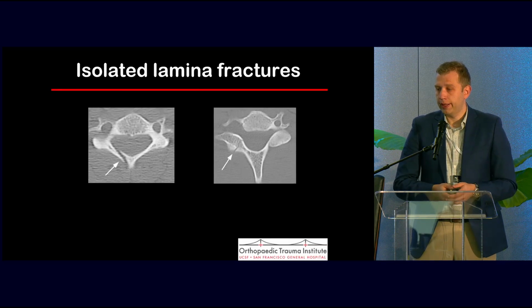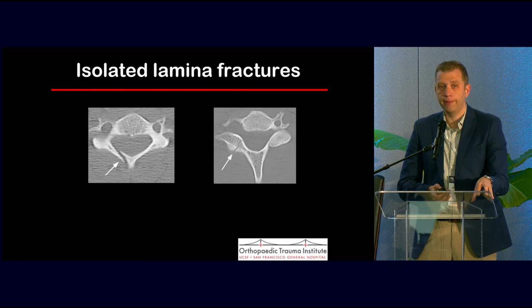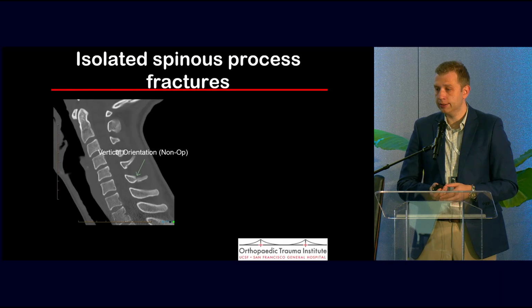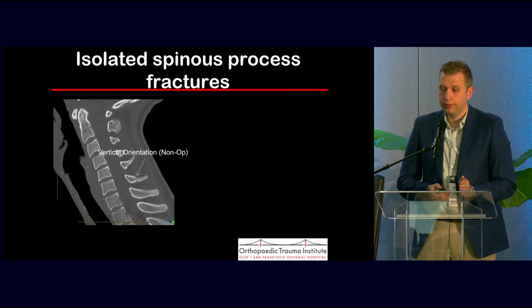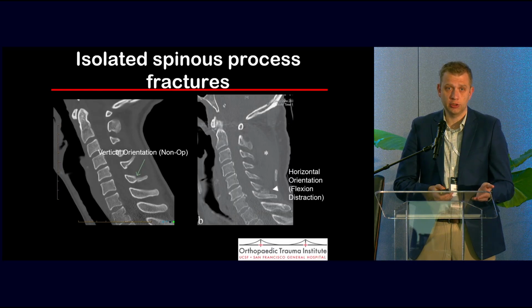Then you have your isolated lamina fractures. These are non-operative, but again, it's key to take a look at the pedicle to make sure that it's not an actual floating lateral mass. Then your isolated spinous process fractures, if they're vertically oriented, it's non-operative. If they're horizontally oriented, it's actually a flexion distraction injury, which is an operative type injury.